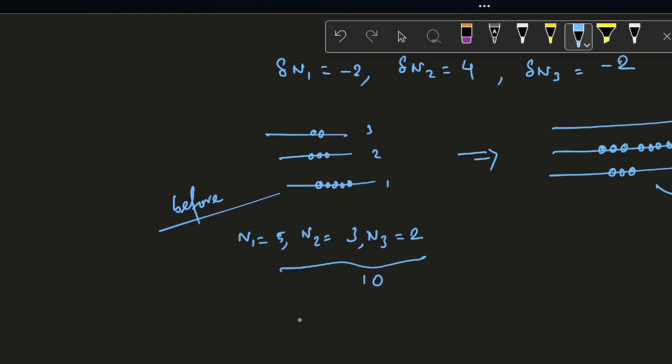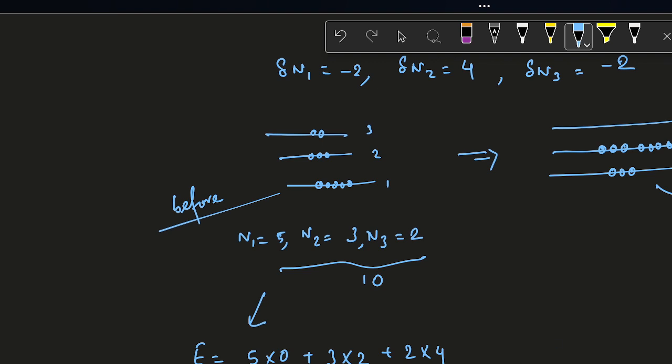Let us just for fun check that. In this case you had known that the total energy equal to 5 times 0 because E1 is 0, then 3 times 2 because E2 was 2, and 2 times 4 because E3 was 4. So this is 0 plus 6 plus 8, that is 14 joule in total.